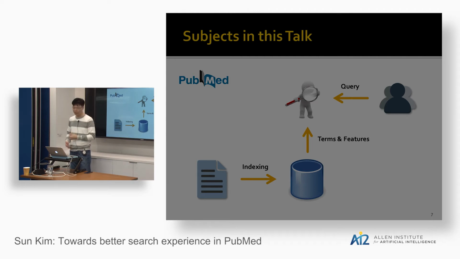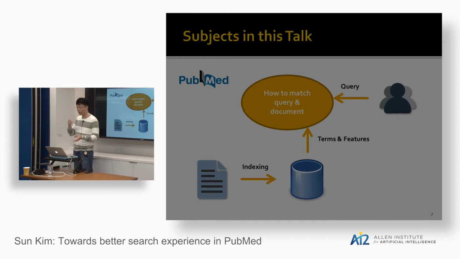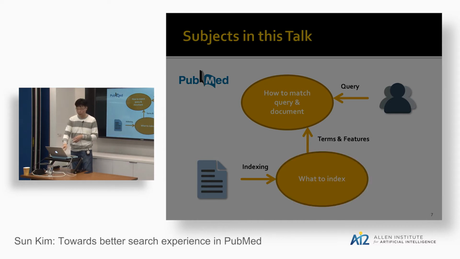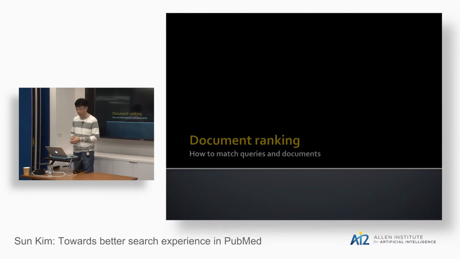In a very abstract view, PubMed search has 2 parts. First, it indexes documents, so certain terms and features can be used for ranking. Second, when a query is entered by a user, it computes how much each document is relevant to the query. In this talk, I will touch on 2 issues. First, how to match a query and document, and second, what to index from documents. So the first part of the talk is how to match queries and documents.